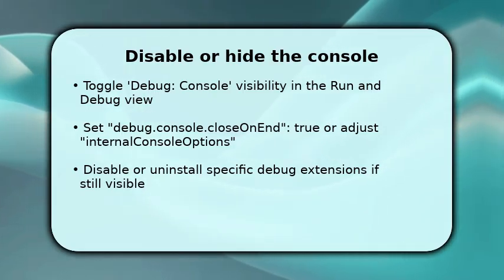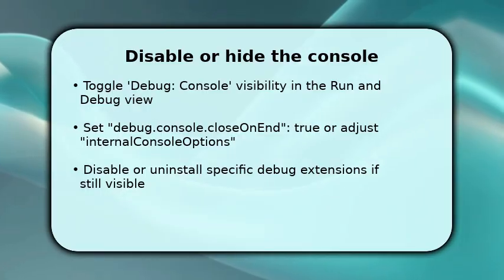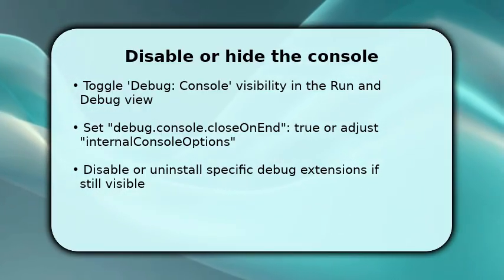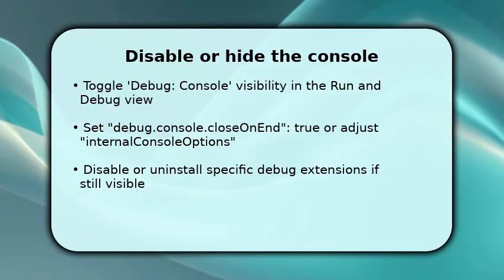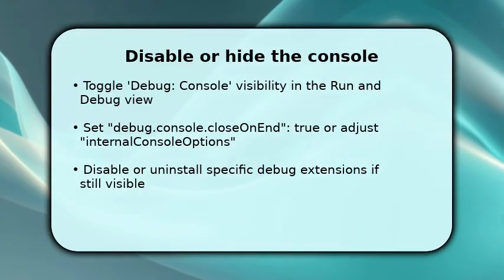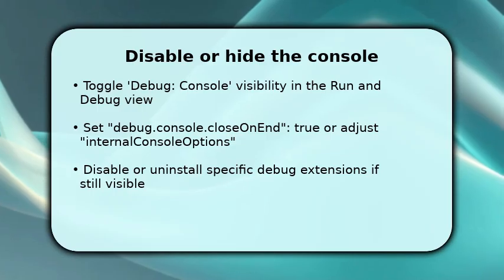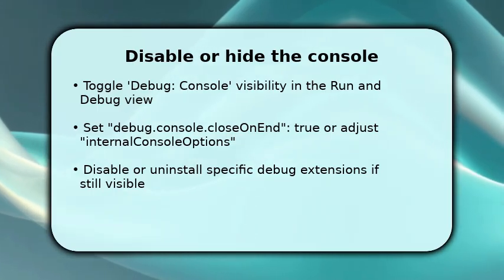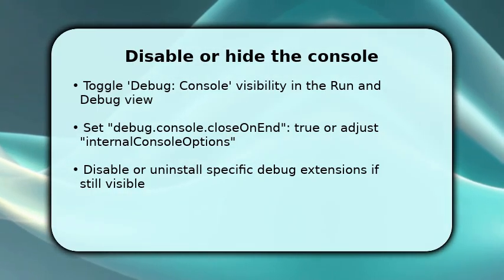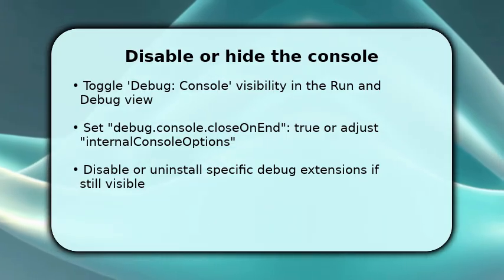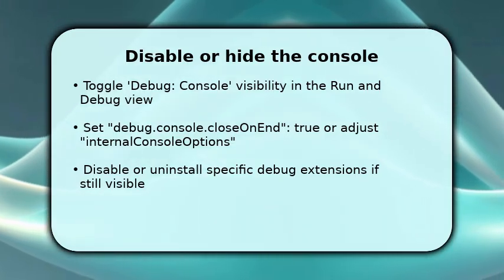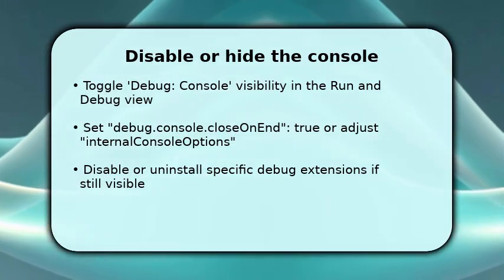For a persistent change, open Settings JSON and set debug.console.closeOnEnd to true or edit internal console options to never open. That prevents automatic focus. If the console persists, identify extensions that inject a console and disable or uninstall them from the extensions pane. These steps change both UI state and behavior.